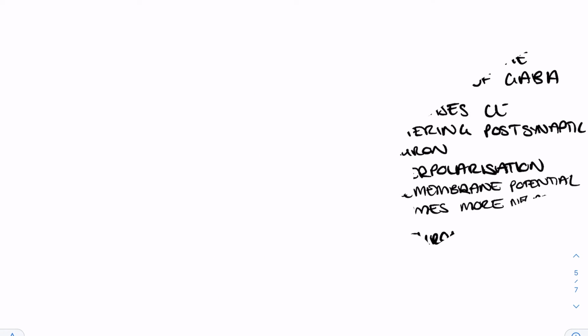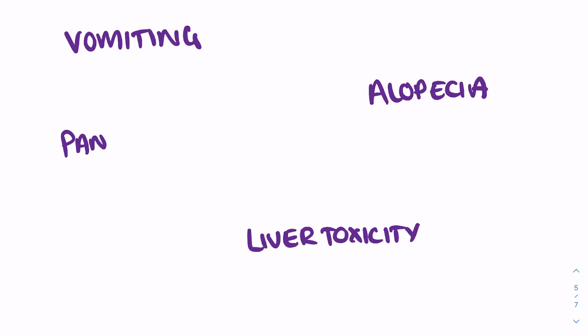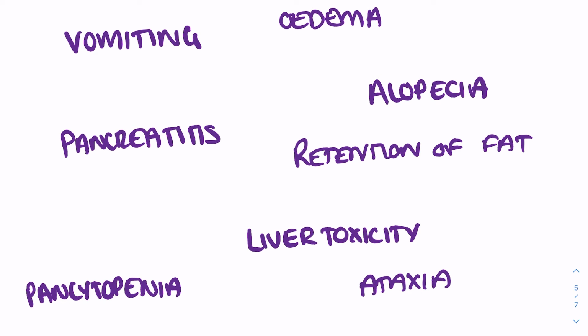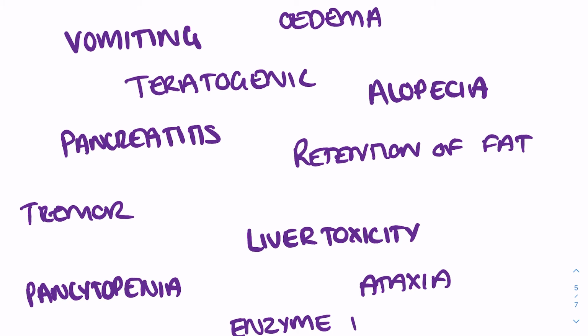So what are the side effects of sodium valproate? Sodium valproate can cause vomiting, alopecia, liver toxicity, pancreatitis, pancytopenia, retention of fat, so weight gain, edema, ataxia, tremor. It is teratogenic and is a cytochrome P450 enzyme inhibitor. So how can we make this easy to remember? Well, fortunately, a useful mnemonic is produced when we highlight the first letters of these side effects.